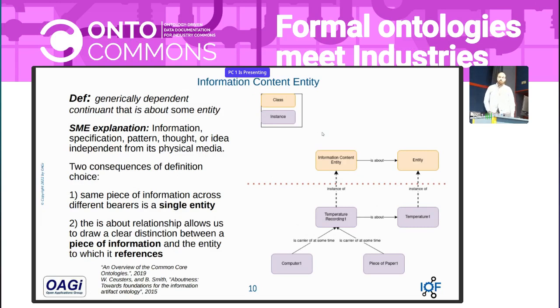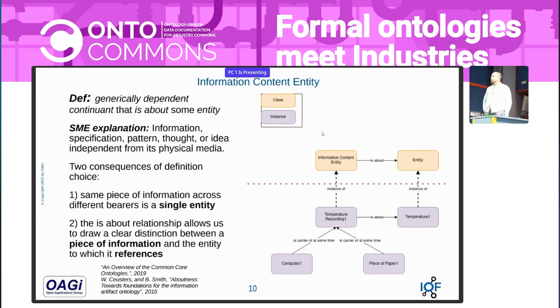So this definition choice actually has two consequences. One is that across different bearers, you can identify a piece of information as the same as long as its content is unchanged. And also, the "is about" relationship allows us to draw a clear distinction between what a piece of information is and what it actually references.